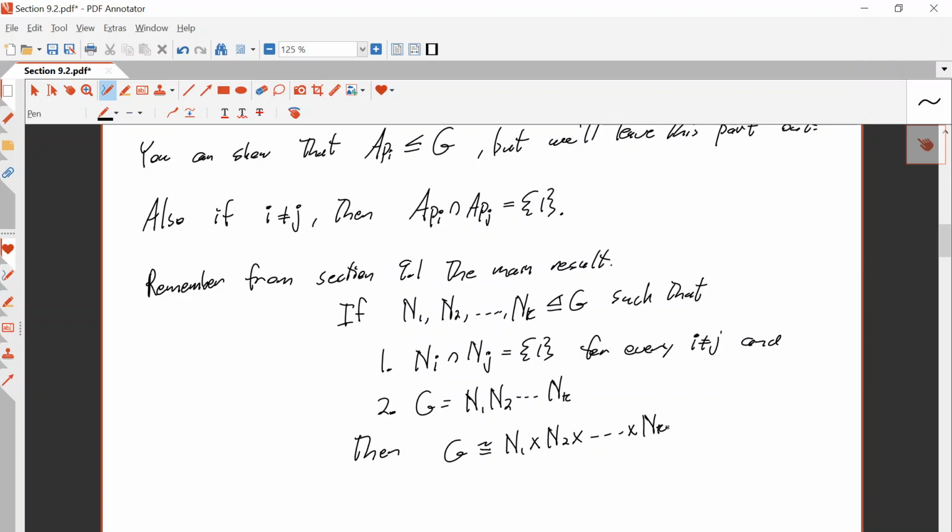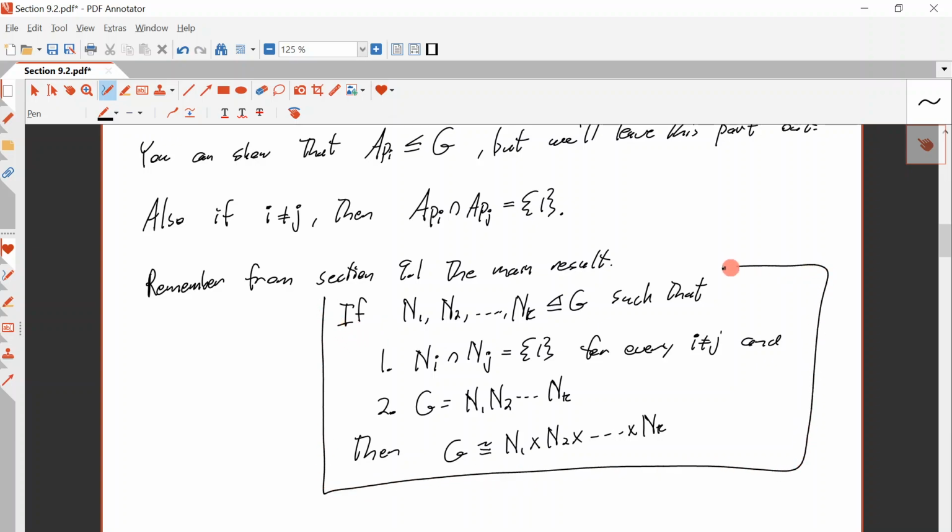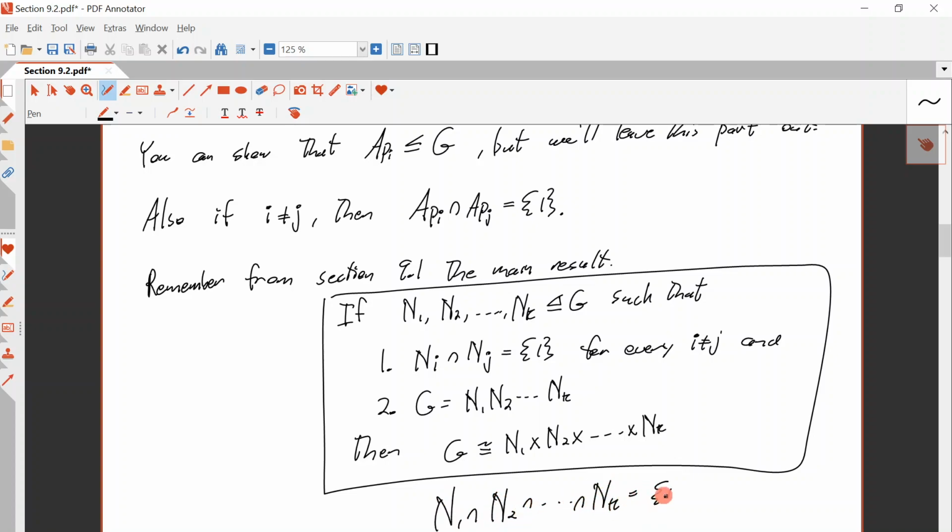Now, this was stated for two normal subgroups in section 9.1, but it generalizes to 3 or more normal subgroups very readily. Okay, so this is what we're getting at here. Remember the main result from section 9.1. If you have a bunch of normal subgroups of G that pairwise intersect, not totally intersect, that totally intersect in the identity. No, each pair intersects in the identity.